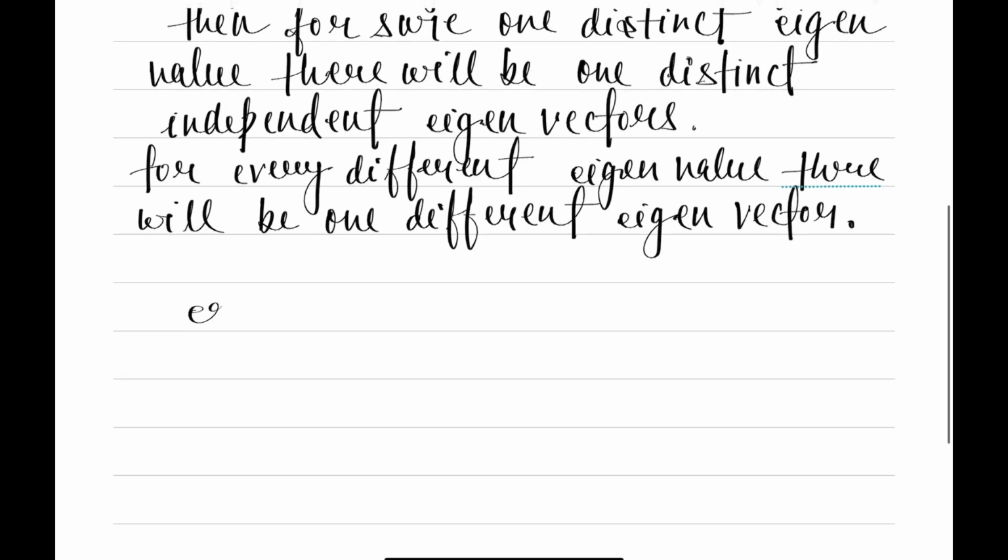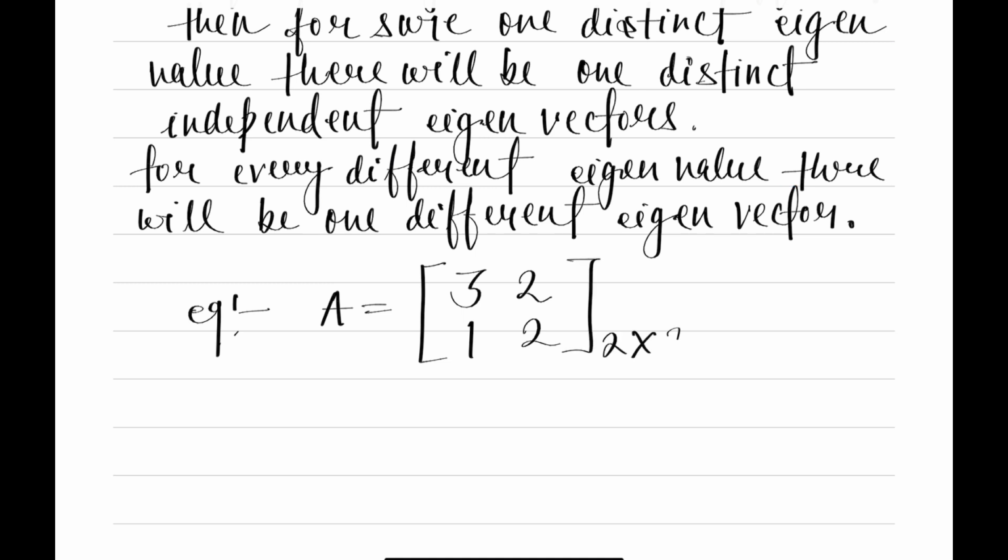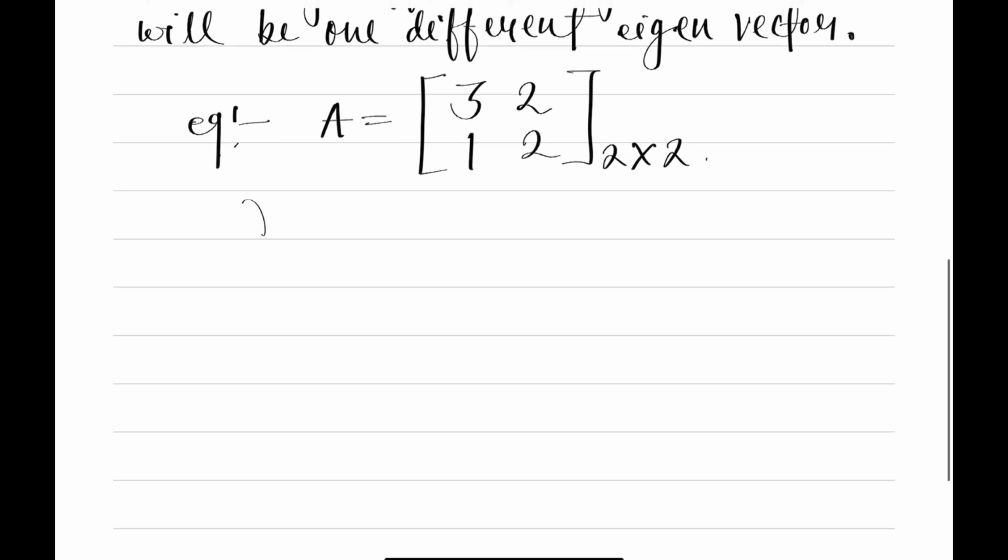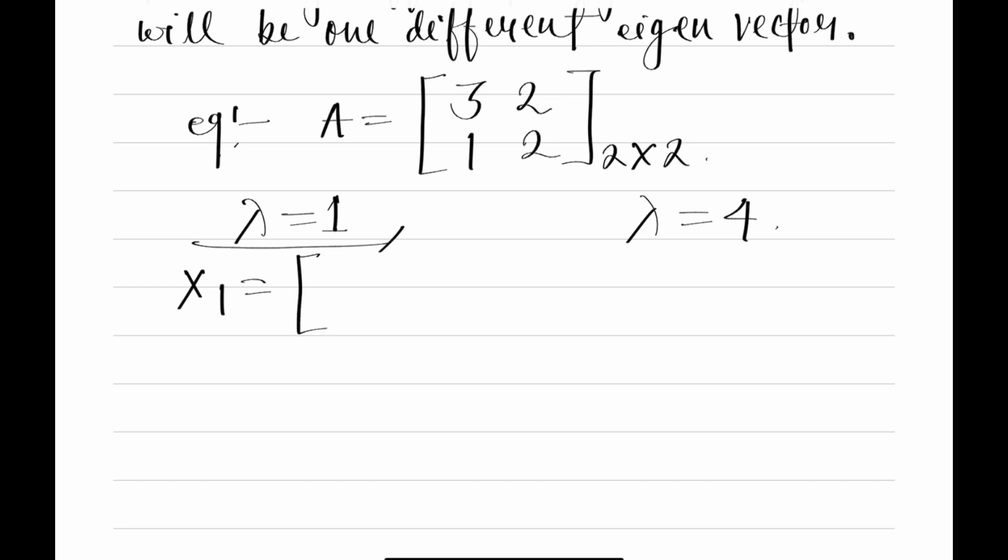Let us take an example from the previous problem. Matrix B is 3 2 1 2, which is a 2x2 matrix. We had lambda as 1 and lambda as 4, and now corresponding to lambda equals 1, we have eigenvector as -1 and 1, and corresponding to lambda equals 4, we have eigenvector as 2 and 1.